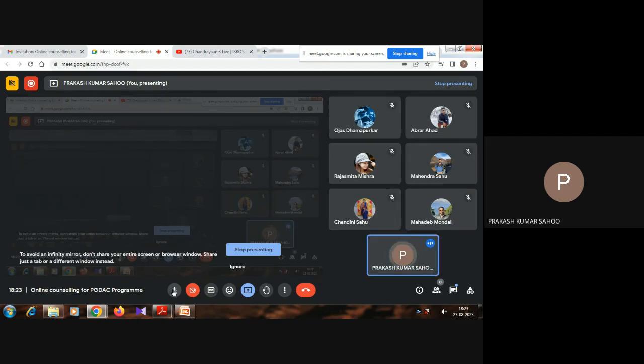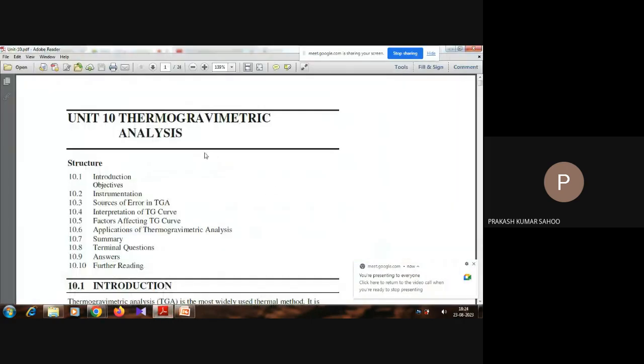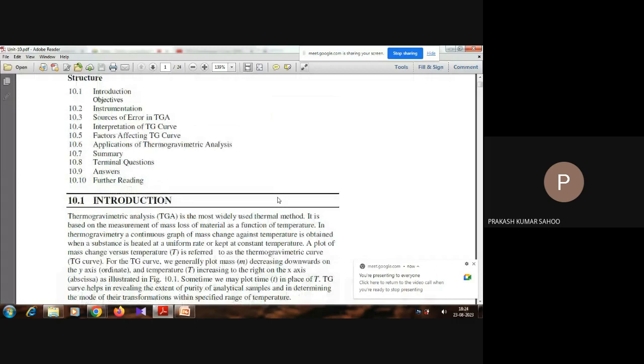So welcome back, students. In the second part of today's class, we will have Unit 10, which is all about thermogravimetric analysis, in short TGA. This is Unit 10, and this is a very popular and widely used technique in the research field. In this technique, what happens?